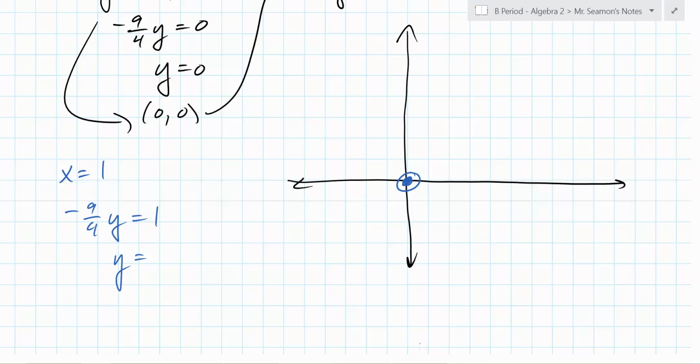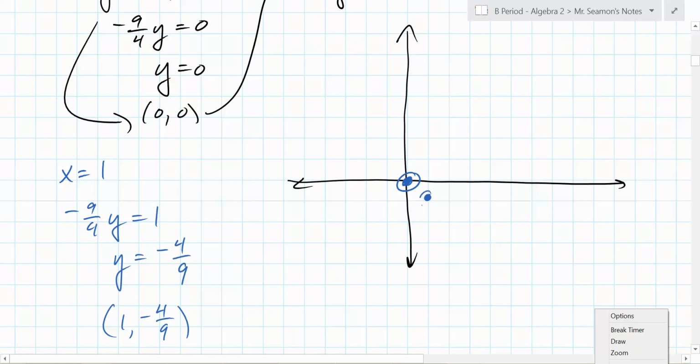Okay, everybody. This is going to be negative what? 4 ninths. So what's the coordinate? 1 comma negative 4 ninths. So you go over 1 and up 4 ninths. What does that mean the slope is going to be, everybody? Negative, that's correct. So it goes over 1 and down 4/9, so right about to like here.